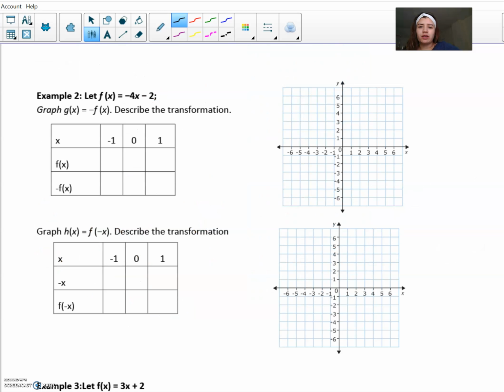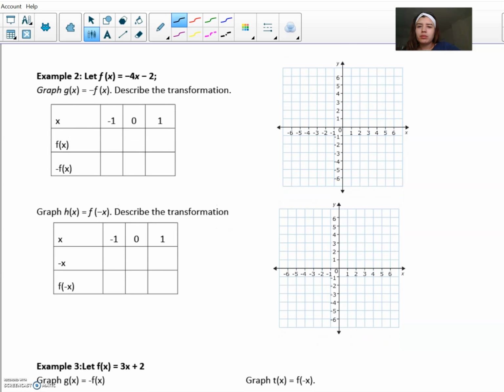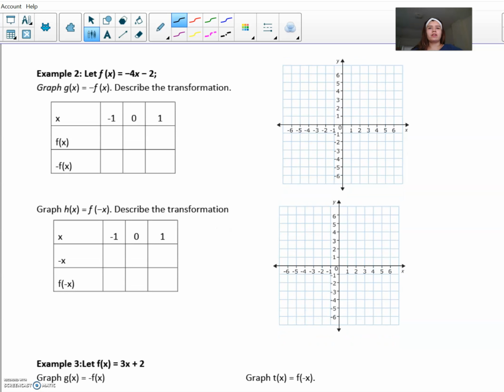Alright, next page. So we have this example next, -4x minus 2. And we'll run through this one together, and then I'll have you guys do example 3 on your own. We're going to talk about our steps.